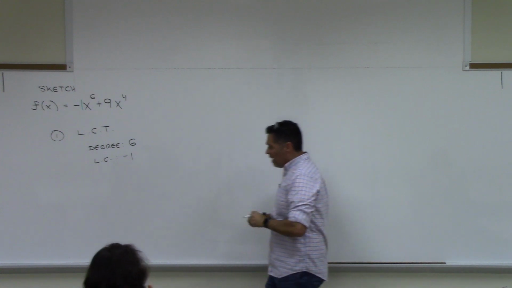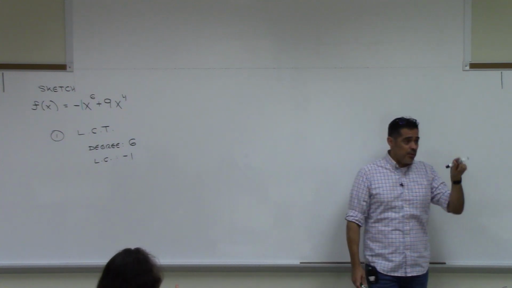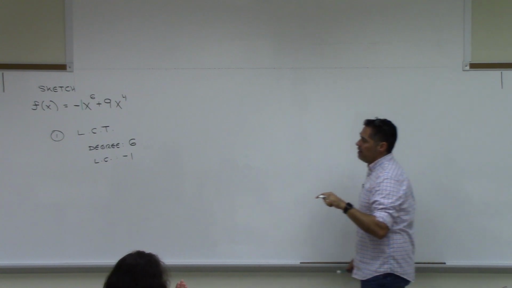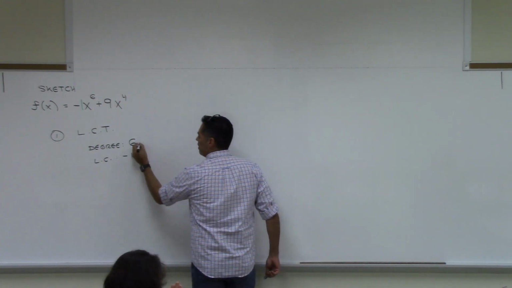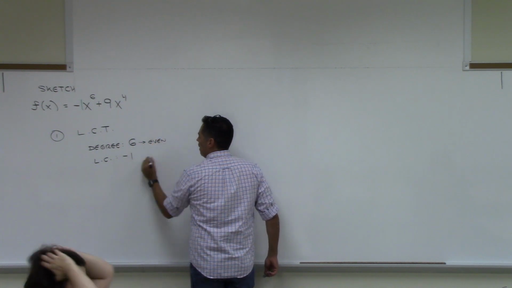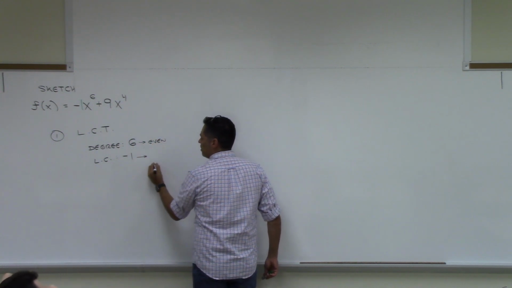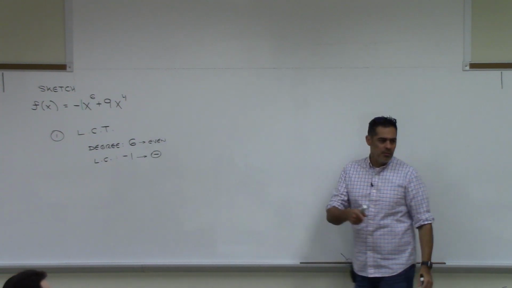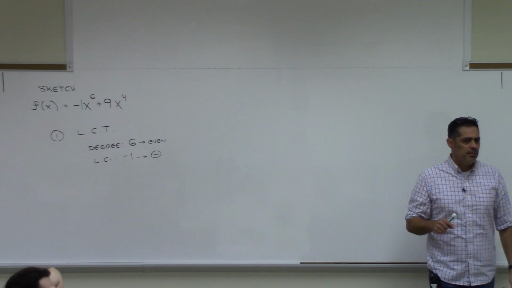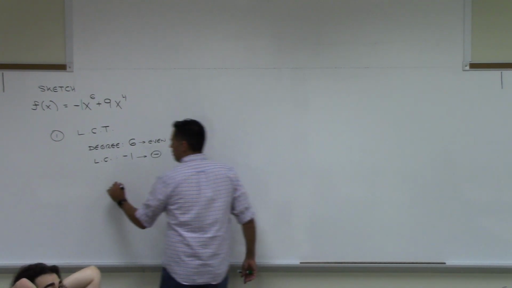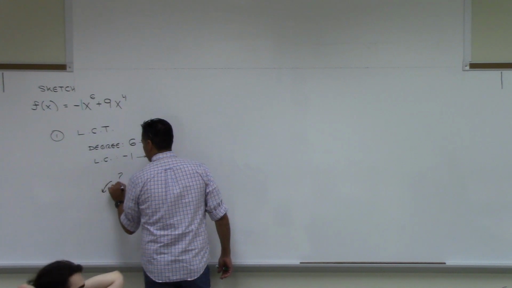Now, at this point, you have to refer to the table that we made last class, right? And that table said, if your degree is 6, then that's even, right? That's an even number. And your leading coefficient is a negative number, right? Then working off of that table, what would we have? Down, down. Left side down, right side down. So we know that the left side goes down and the right side goes down.